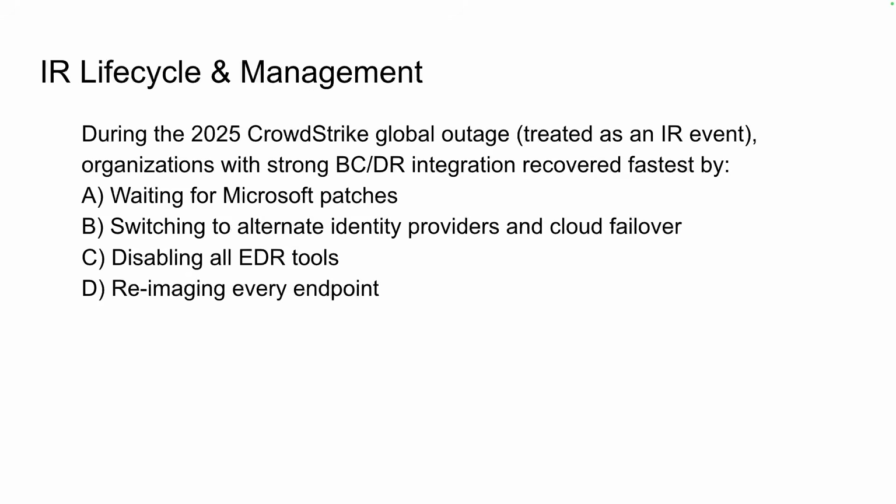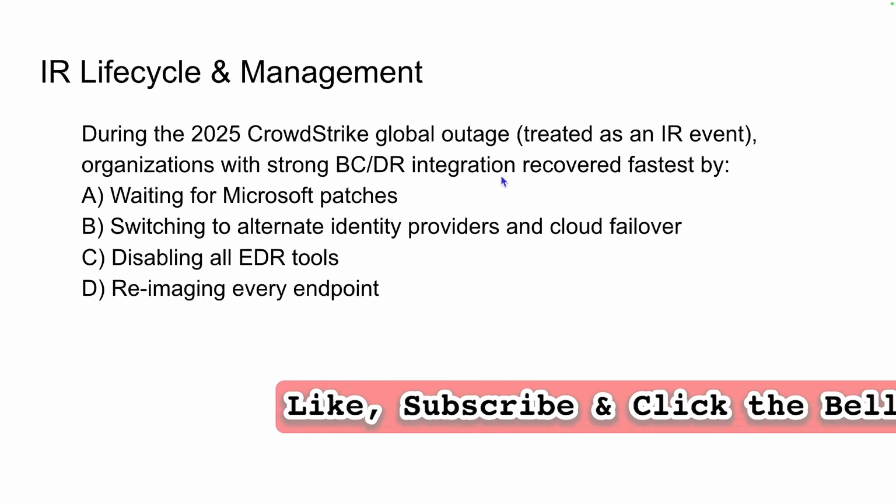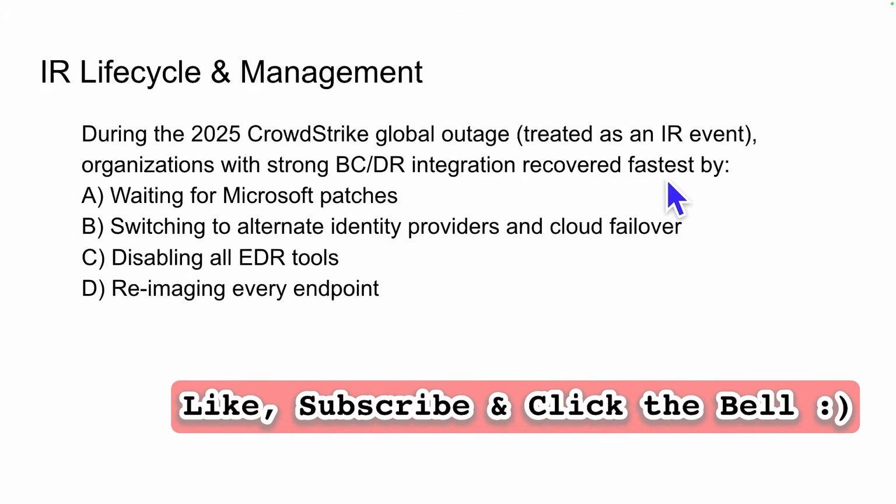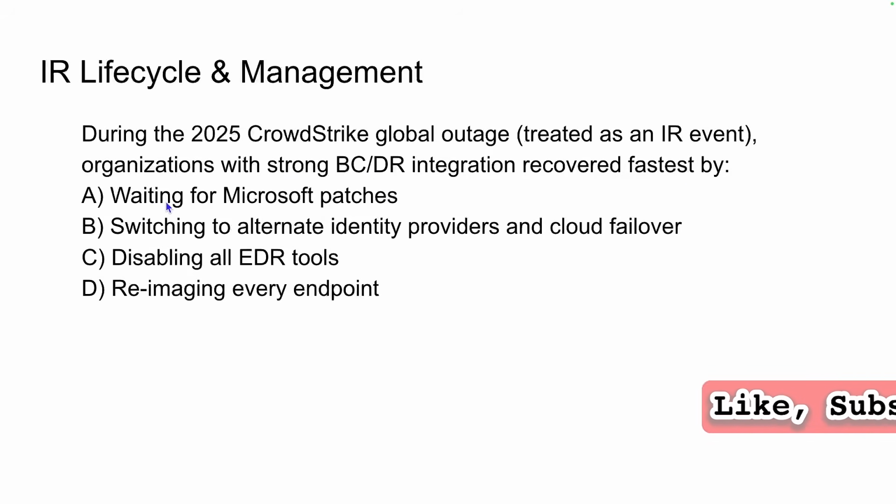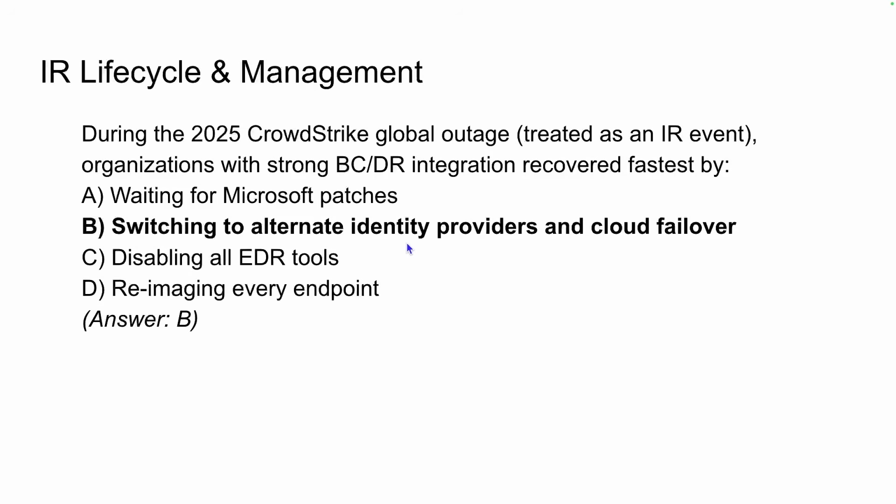That's a separate issue that has nothing to do with this, because CrowdStrike having a global outage doesn't require us to re-image every single one of our endpoints. We're also not waiting for Microsoft patches in this particular case because we have no idea how long that's going to take. And we're talking about the companies that recovered fastest. So just waiting around twiddling your thumbs is not going to cause you to recover fastest. Switching to an alternate identity provider and cloud failover would be the best case scenario, which is exactly what they did.